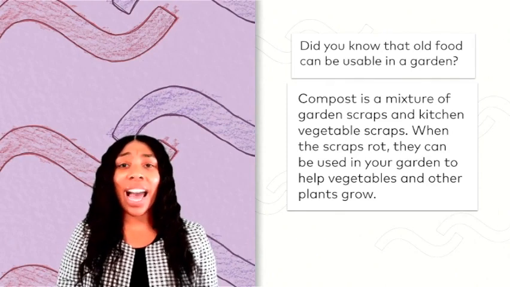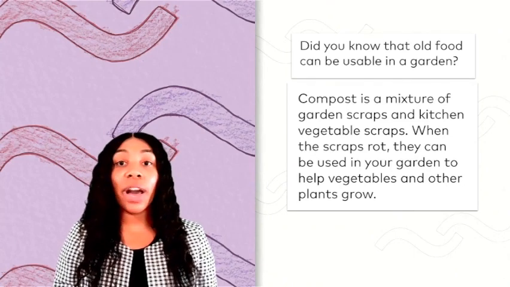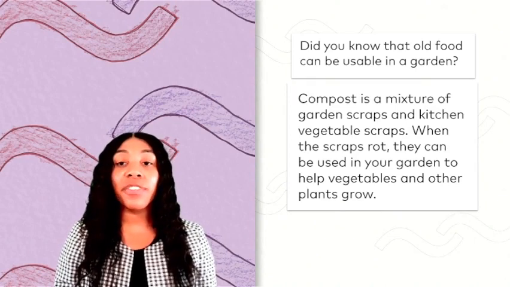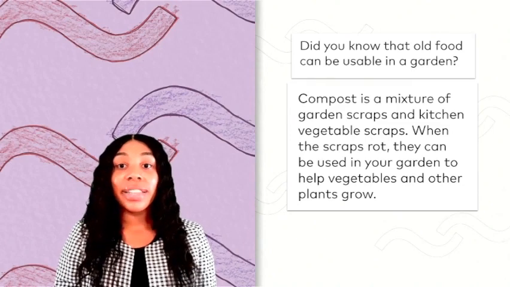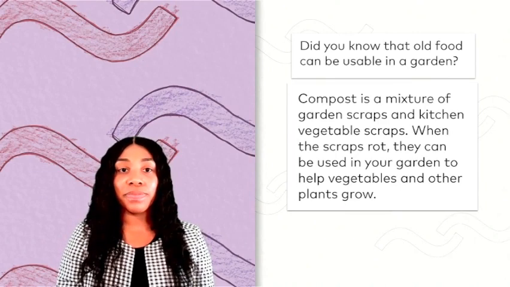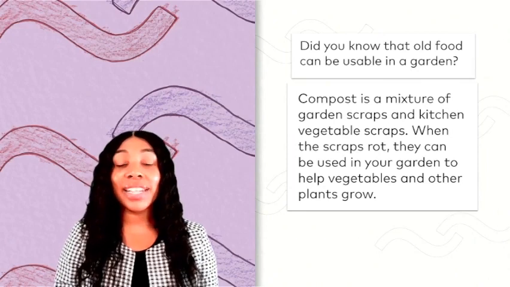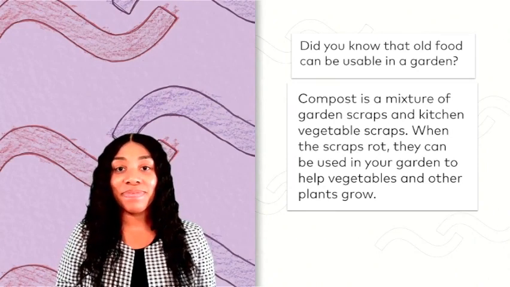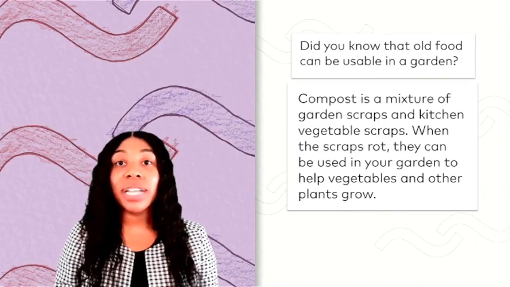No, this was not reading with fluency. Let me try again. Did you know that old food can be usable in a garden? Compost is a mixture of garden scraps and kitchen vegetable scraps. When the scraps rot, they can be used in your garden to help vegetables and other plants grow. I think that was much better. Did you hear how I added expression and meaning by paying attention to the punctuation? Did you notice that my speed was just right and I was much smoother?